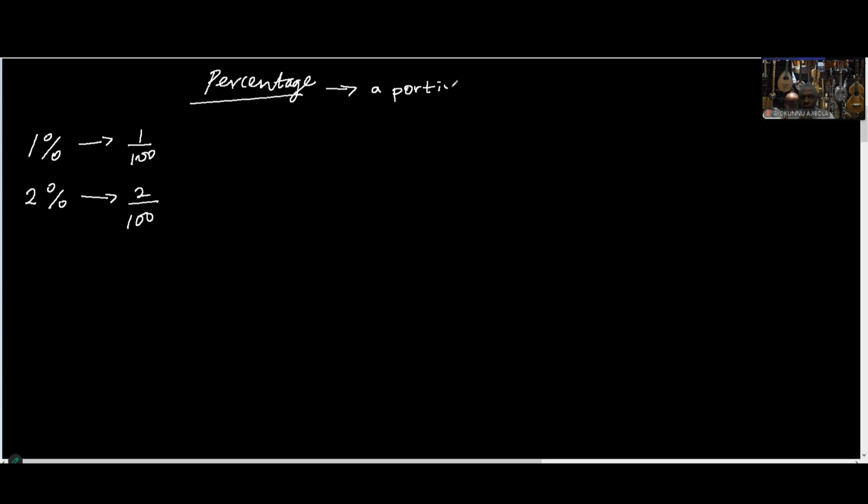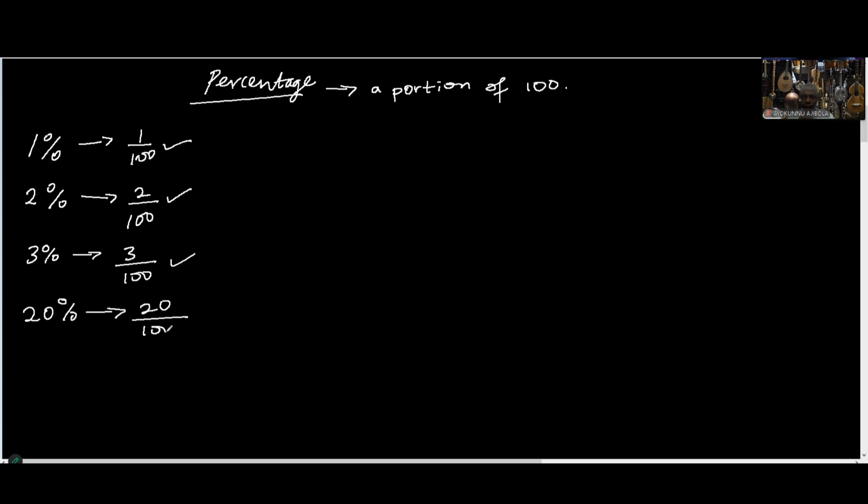Percentage means a portion of 100. Okay. So 1% means 1 out of 100. 2% means 2 out of 100. 3% means what? 3 out of 100. Good. So if I say 20%, what does it mean? 20 over 100. Good. 20 over 100, which is the same as 2 over 10 or 1 over 5.